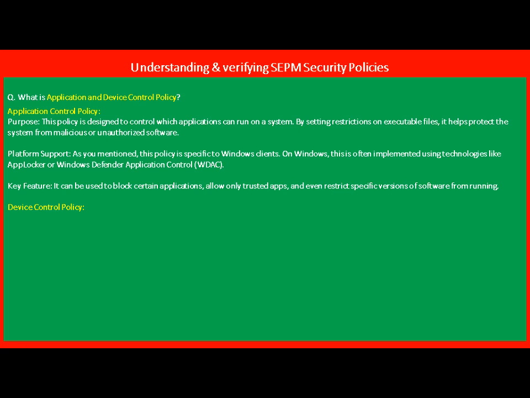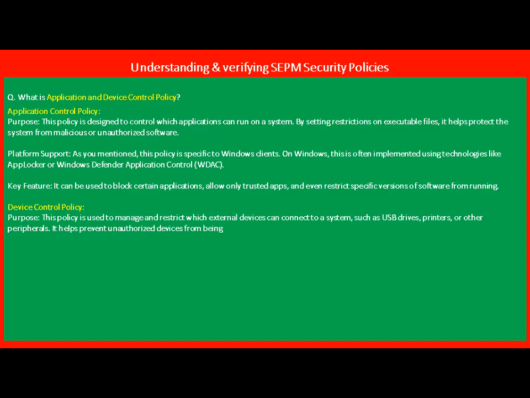Next is device control policy. So, purpose: this policy is used to manage and restrict which external devices can connect to a system, such as USB devices, printers, or other peripherals. It helps prevent unauthorized devices from being connected, reducing the risk of data theft or malware infection via external devices.